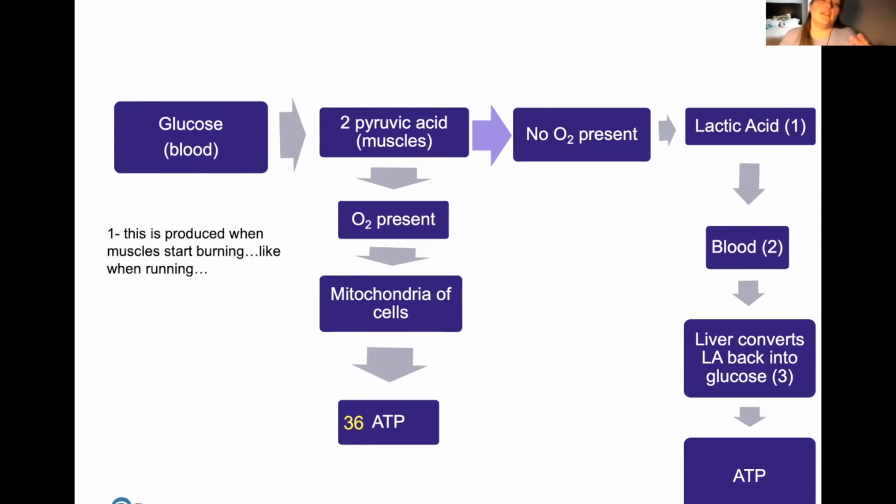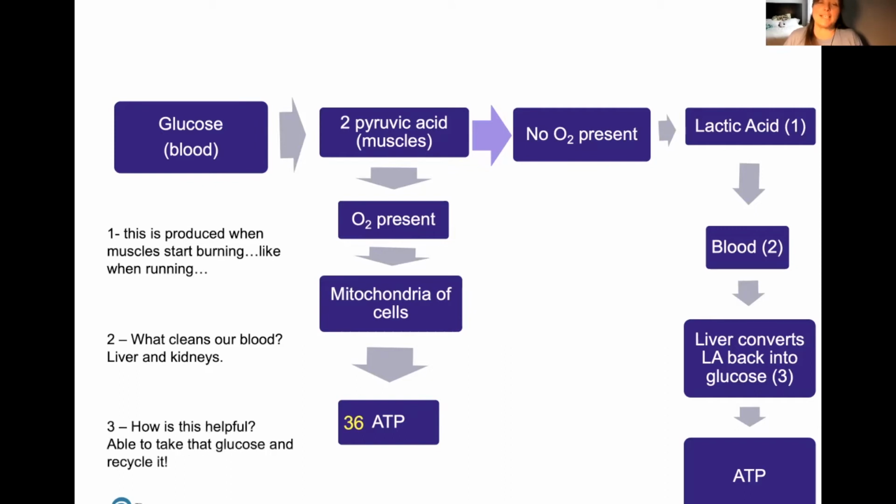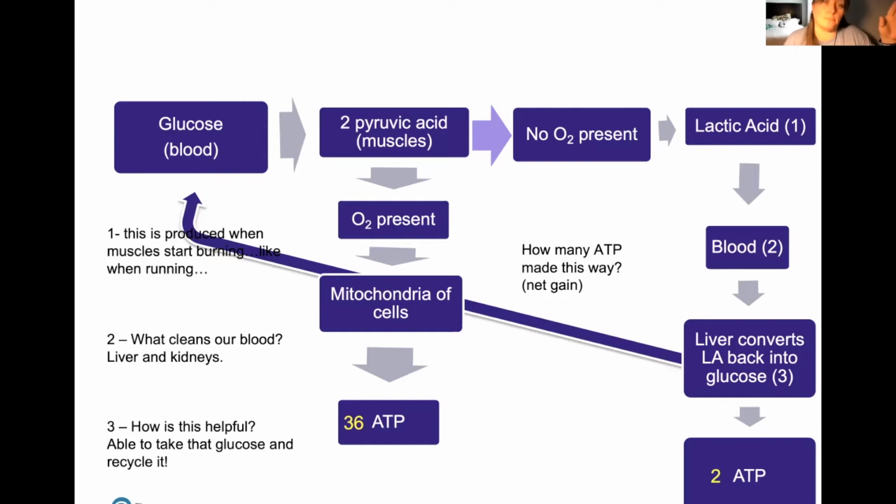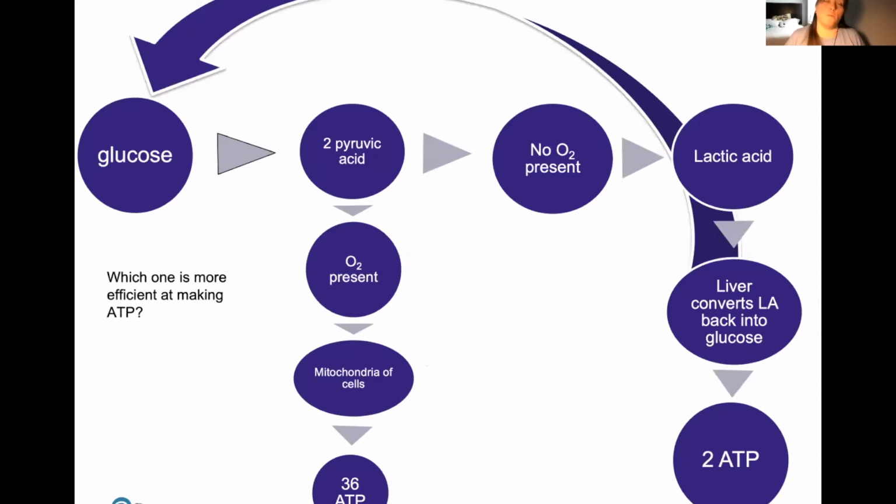That's what you're feeling. Then number 2, it's in your blood. Your kidneys and your liver clean your blood. So your liver is going to convert the lactic acid back into glucose because, again, the lactic acid goes into your blood, the blood goes through your liver, the liver cleans it, so it pulls the lactic acid out, and then it brings it back to the blood. So it's like cycling it all around, and this one will give you 2 ATP. So one way, the aerobic respiration, gives you 36 ATP. This one, the anaerobic respiration, gives you 2. So there you go.